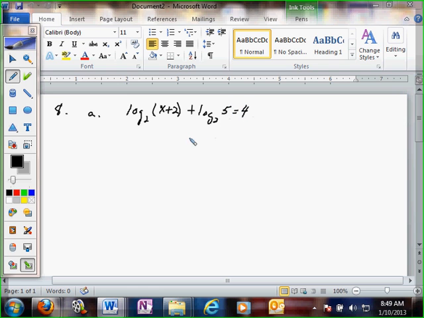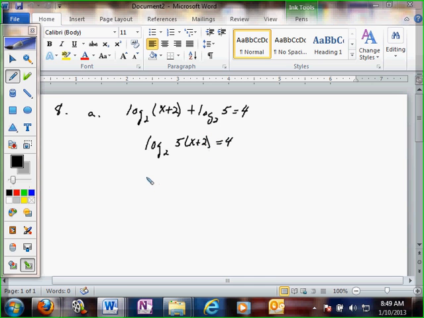is equal to 4. When we're solving equations with logarithms in them, the first thing we want to do is make sure we condense those logarithms. So I have log base 2 and log base 2. I can condense this addition with multiplication. So this becomes log base 2 of 5 times x plus 2 is equal to 4.